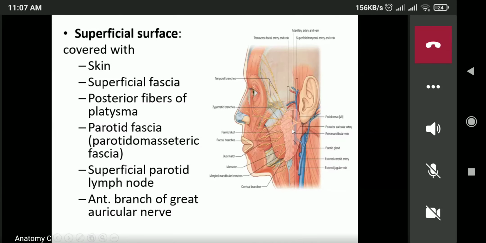So skin, superficial fascia, platysma, parotidomasseteric fascia, they are the covering, and superficial parotid lymph nodes, and the anterior branch of the great auricular nerve is in relation to the superficial surface of the parotid gland. Superficial means the lateral surface towards the lateral aspect of the face.